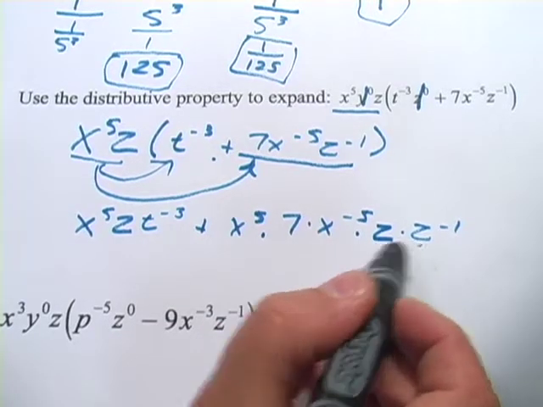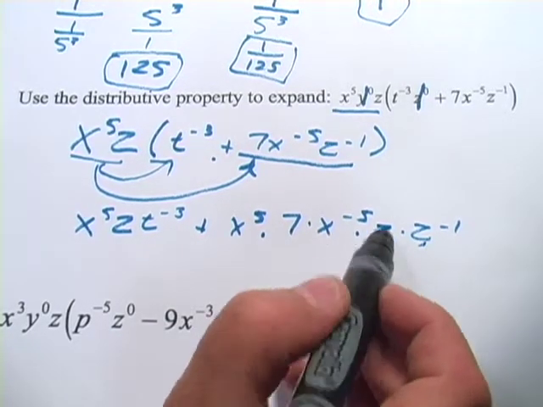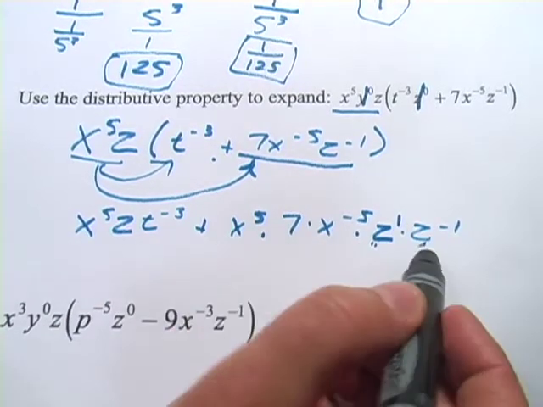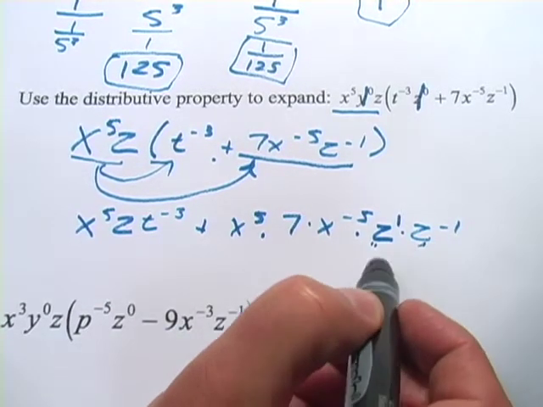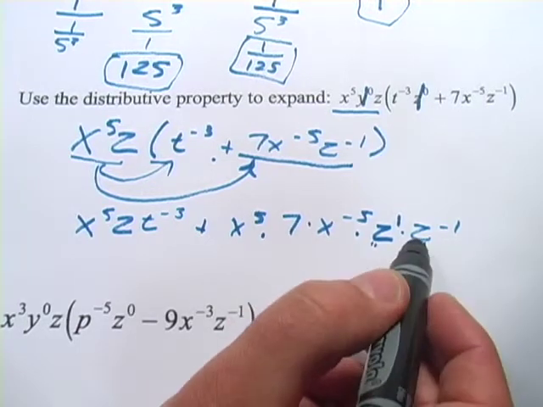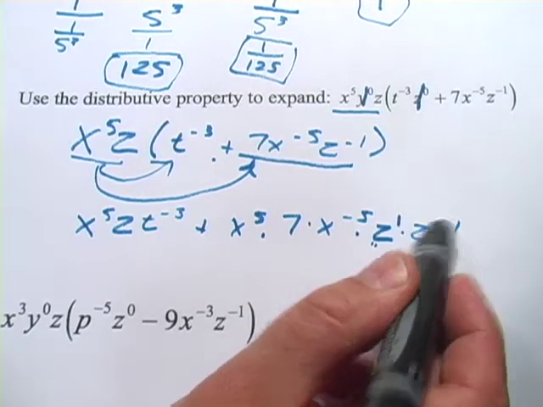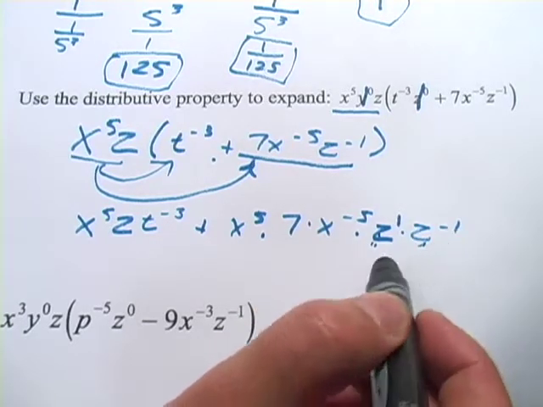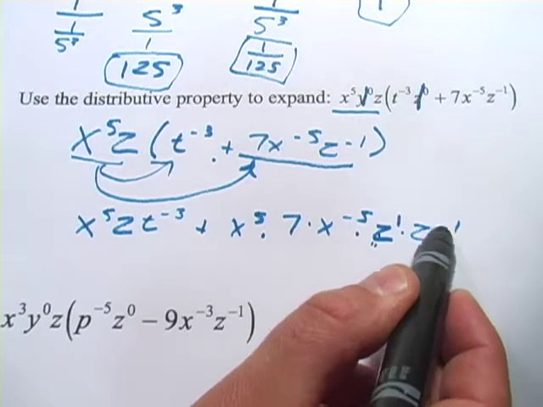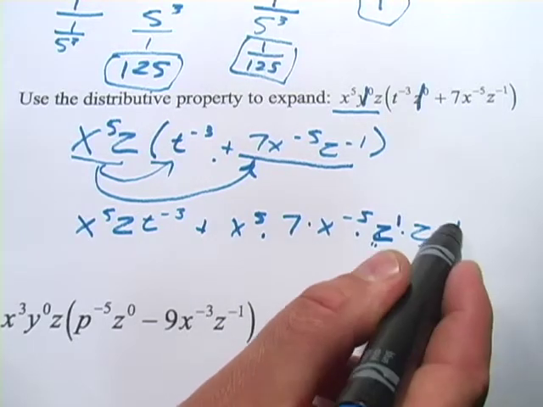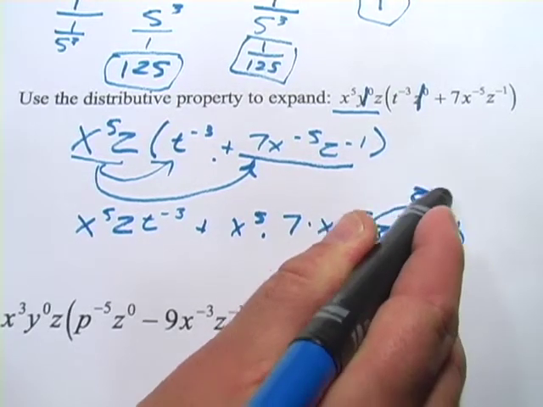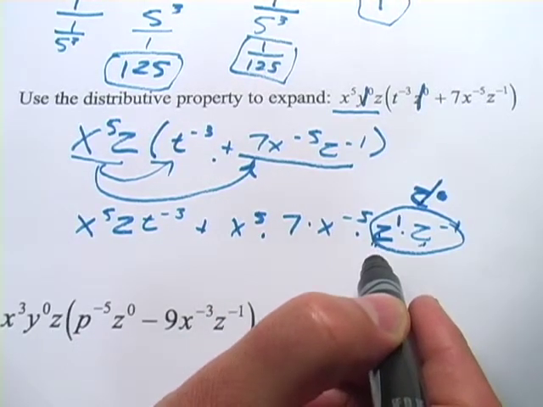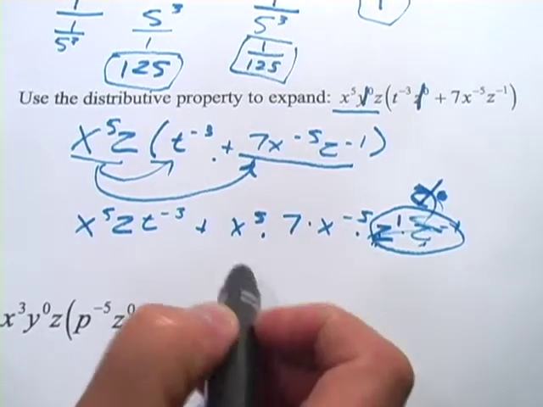What you should notice is that we have some of the same terms. Z is really the same thing as z to the 1st power, z to the 1, and then times z to the negative 1. You might remember that when you multiply with powers here, you add the powers. So z to the 1st times z to the negative 1st is really z to the 1 plus a negative 1, or z to the 0. So this guy becomes z to the 0, which is just 1, which can disappear. So we'll cross that out.